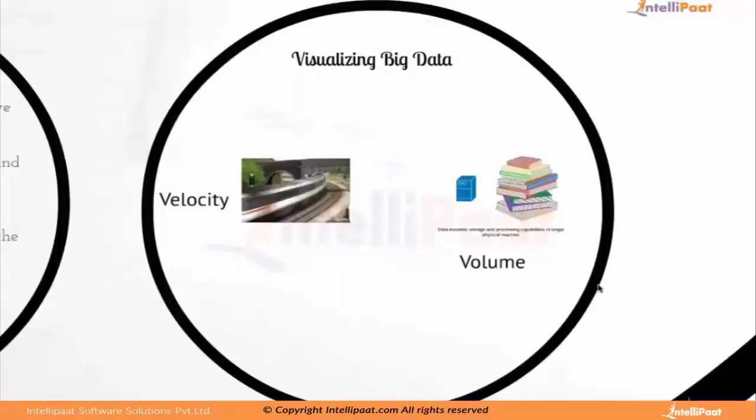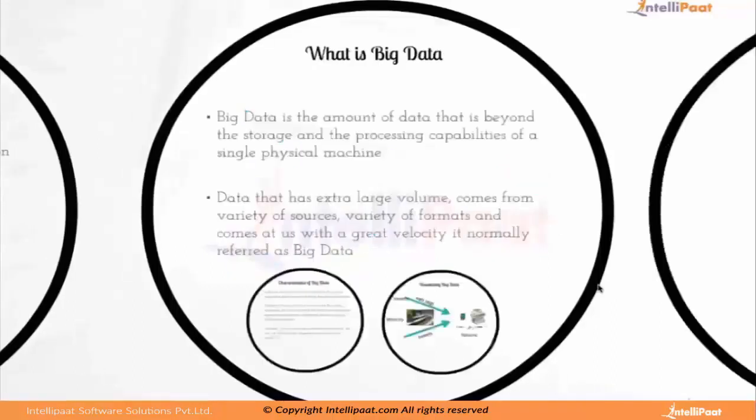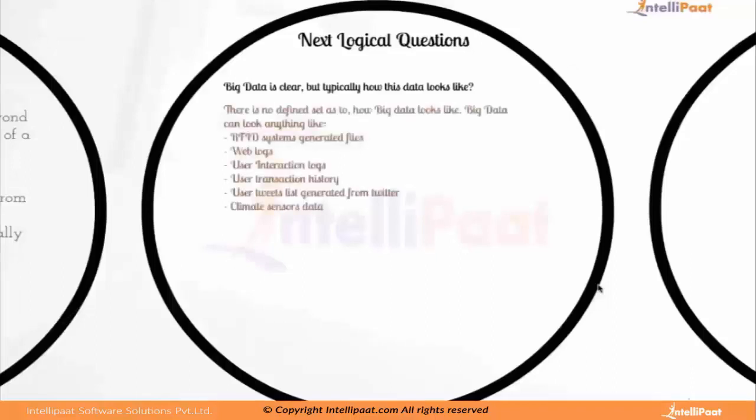Now, over the period of time, a few of my brightest students have had some questions and I've basically compiled those questions to paint this complete picture of big data. Let's look at those questions. The first question that typically arises in your mind is, all right, looks like big data is clear, but what does this data look like? Well, there is no defined set as to how big data looks. It can be anything like an RFID system generated file, a weblog, user interaction log, transaction history. It can just be anything.